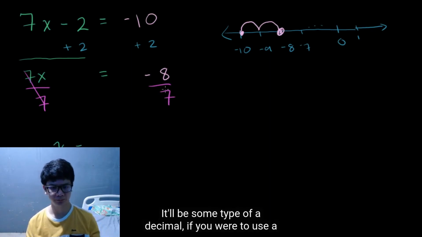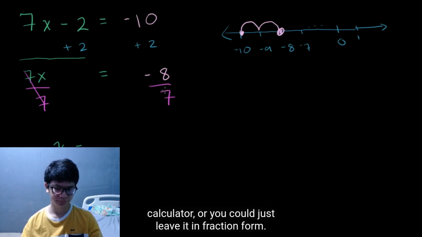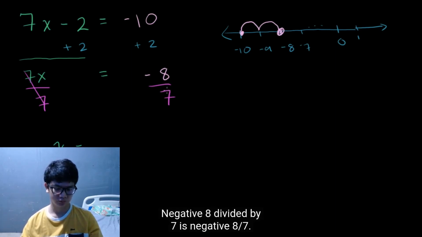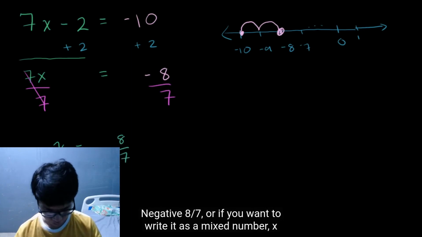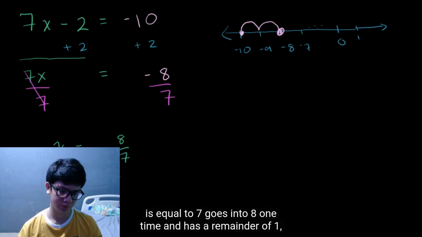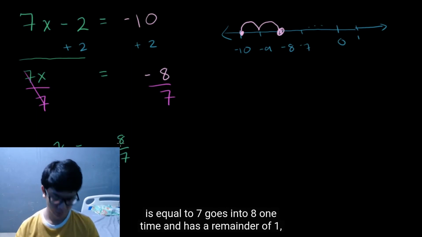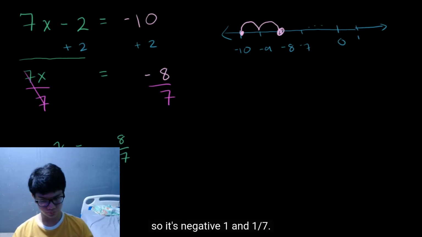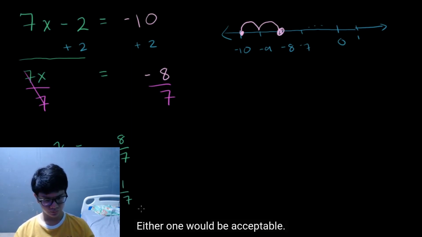We could work it out. It would be some type of decimal if you were to use a calculator. Or you could just leave it in fraction form. Negative 8 divided by 7 is negative 8 sevenths. Or if you want to write it as a mixed number, x is equal to, 7 goes into 8 one time and has a remainder of 1, so it's negative 1 and 1/7. Either one would be acceptable.